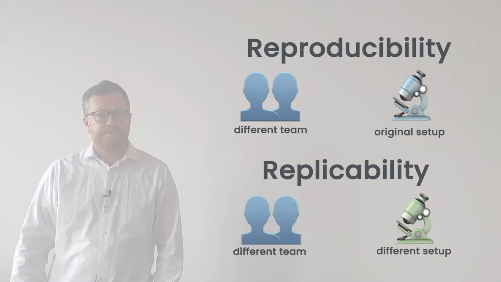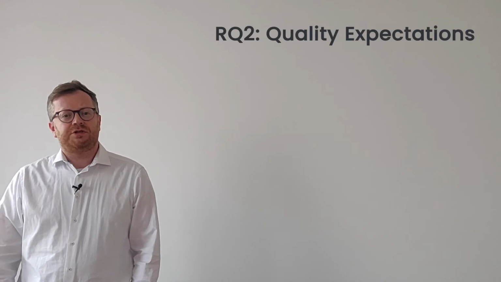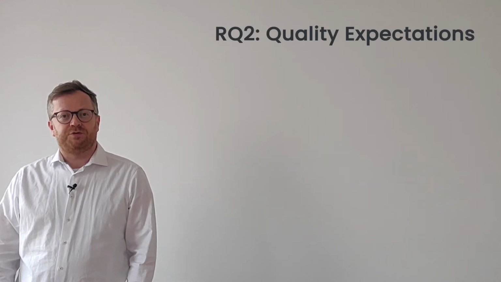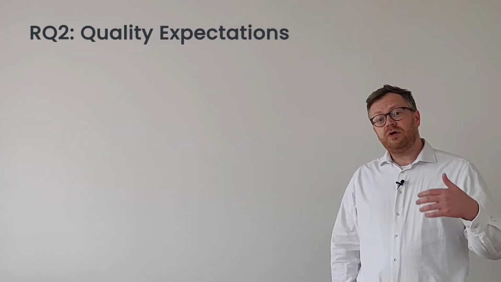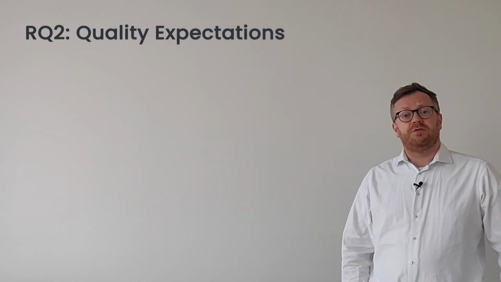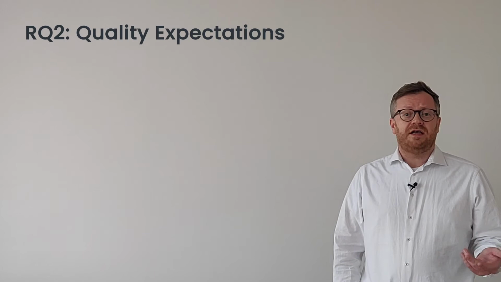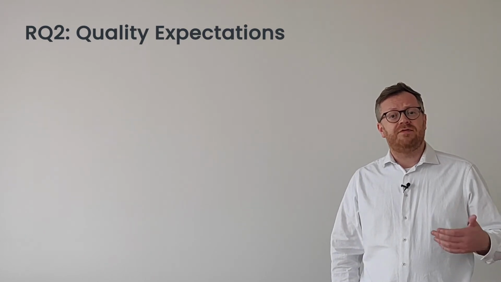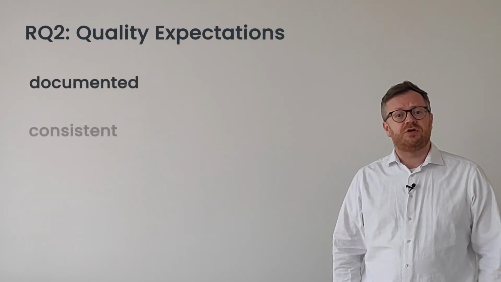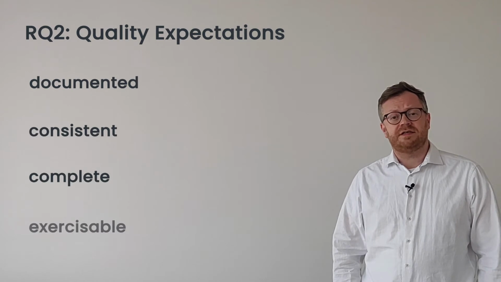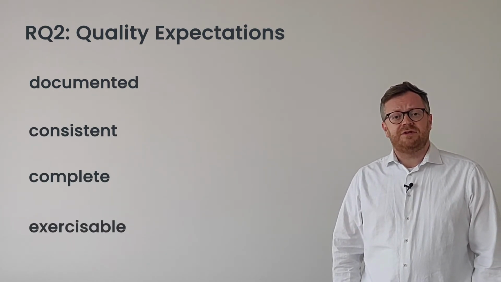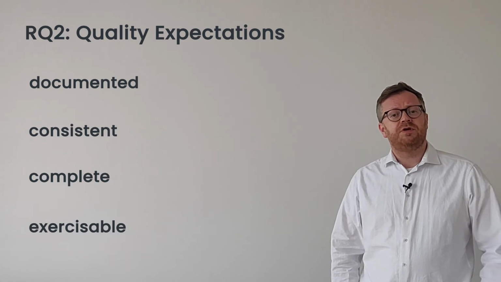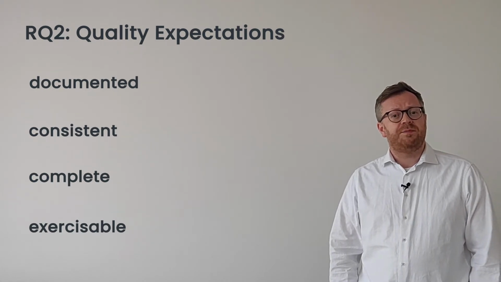Our second research question is concerned with quality expectations for research artifacts. Overall, we could not find a consensus on a quality threshold. The ACM guideline provides some criteria by giving the 4 categories of documented, consistent, complete, and exercisable. The guideline, however, leaves the exact definition deliberately open for communities and chairs to define what they mean in the particular context.